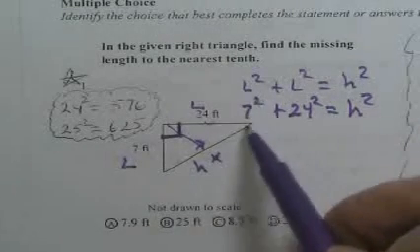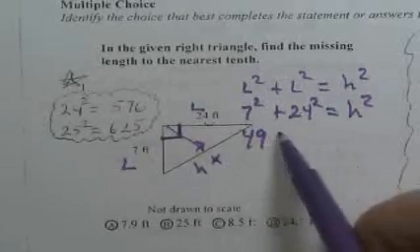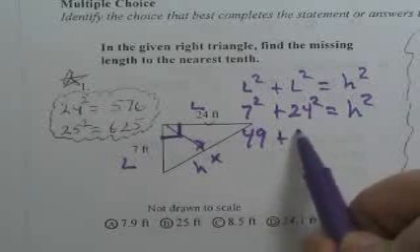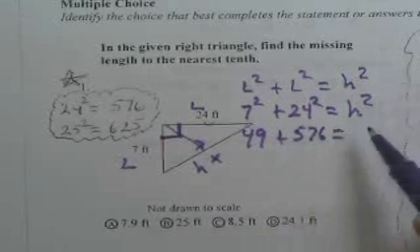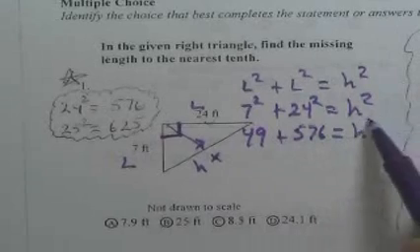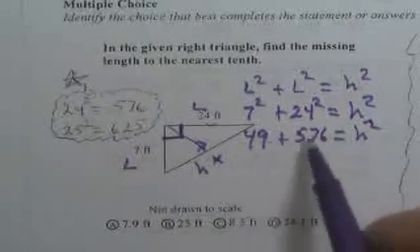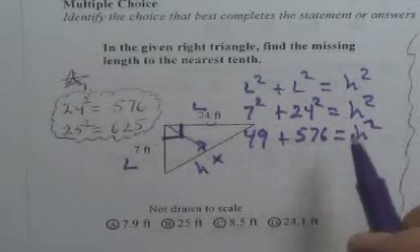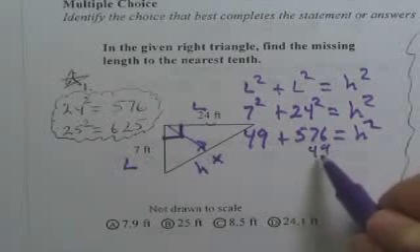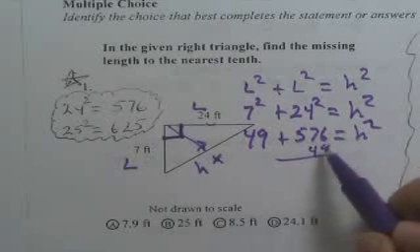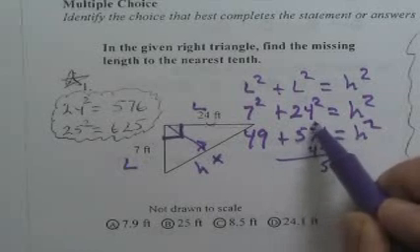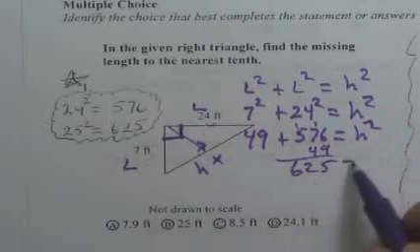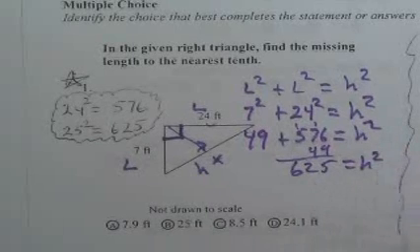Okay, 7 squared, 7 times 7 is 49. And then 24 squared, I put that right over here to make it easy for you. That's 576. And that equals H squared. Now I need to add these two together. So 49 and 576. If you need to, just stack them right here. 9 and 6 is 15. 7, 8, and 4 is 12. So that makes 625 equals H squared.